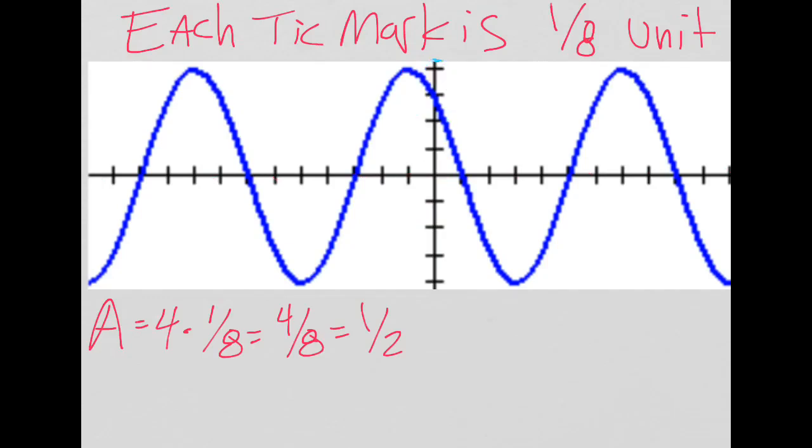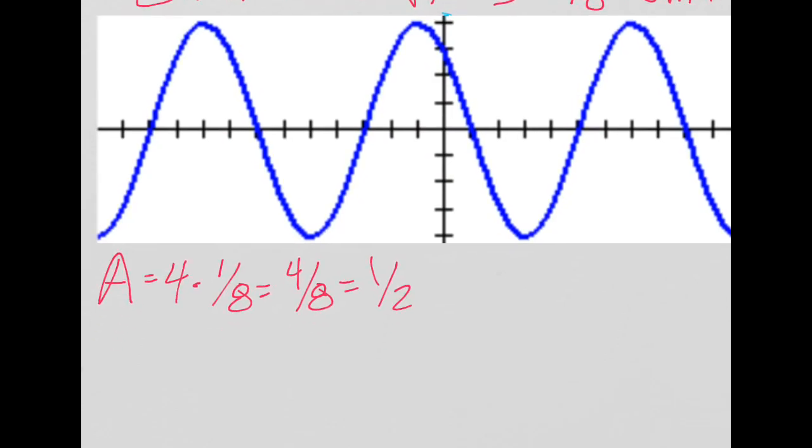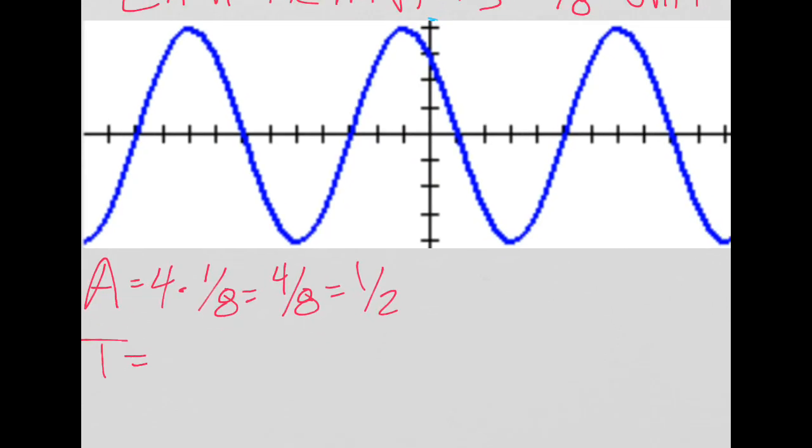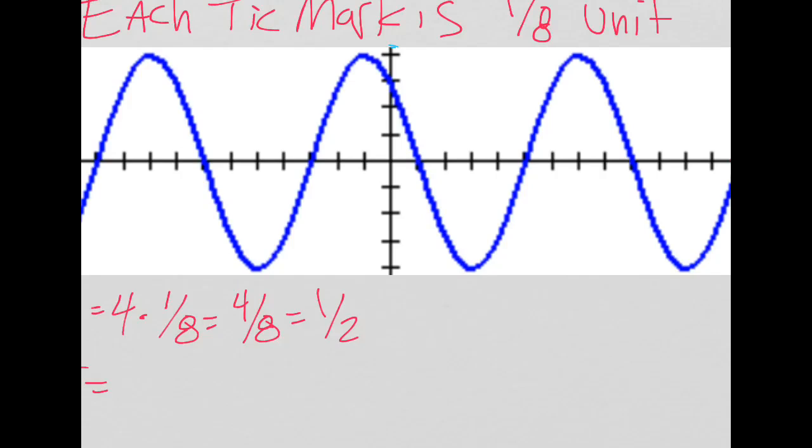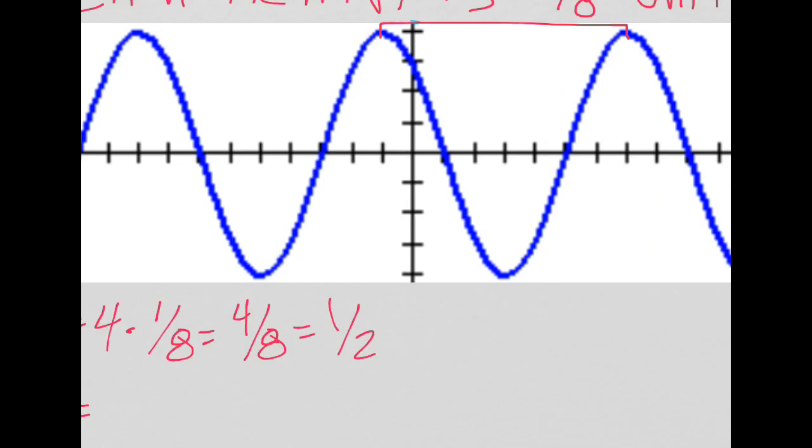Now we also need to determine the period of this function. So how do we do that? Well, remember the period is peak to peak, so you could look at that distance right there. Not how I prefer to do it. I prefer to look at zeros instead. So remember, the period is how long it takes to complete one full cycle.